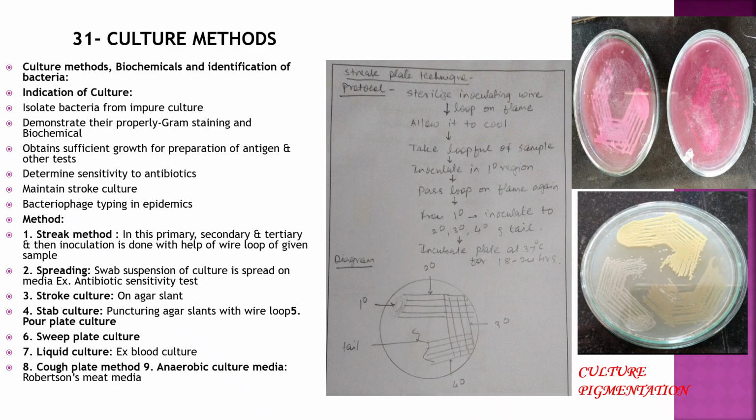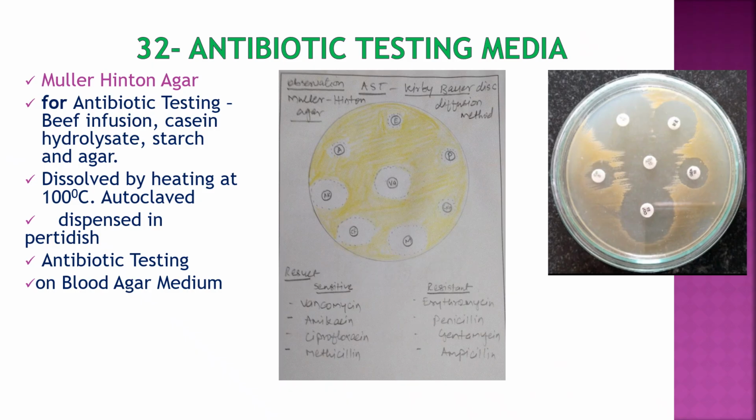Then from that primary circle you have to draw the lines horizontally, then rotate the plate, then again draw the lines, then rotate the plate, again draw the lines. So this, and then after that tail in the end. So this is primary, secondary, tertiary and quaternary inoculation you have to do, so that you will get isolated colonies to study colony characteristics. The antibiotic sensitivity testing is done on Muller-Hinton agar, and that is usually done by Kirby-Bauer disk diffusion method.